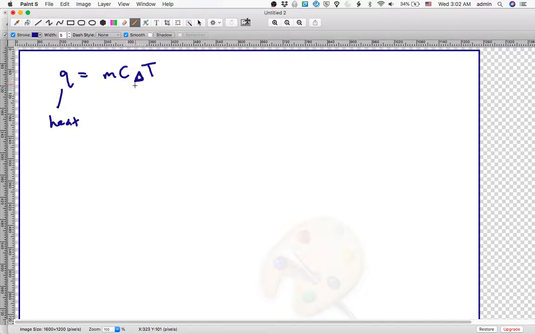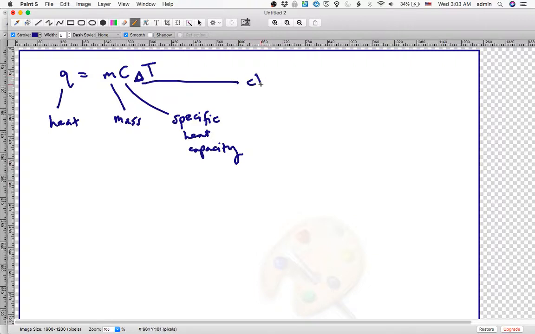Heat depends on three things. Well, this equation is for heat transfer. So the heat that gets transferred from one thing to another, like the hot metal to the water, depends on three things. It depends on the mass. It also depends on the specific heat capacity. And it depends on the change in temperature. Delta T means the change in temperature.